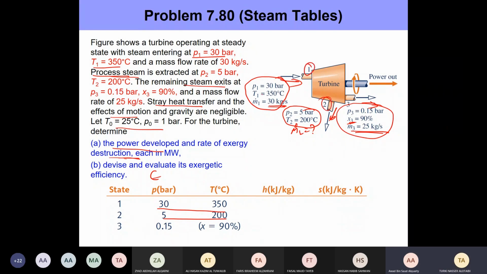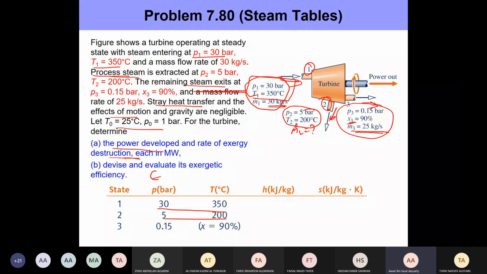Superheated vapor, maybe. Yes, because it's steam entering. So steam is superheated vapor. I use the word steam in a rather loose manner, but looking at these conditions, it cannot be, let's say, compressed liquid. So it has to be superheated vapor, of course.